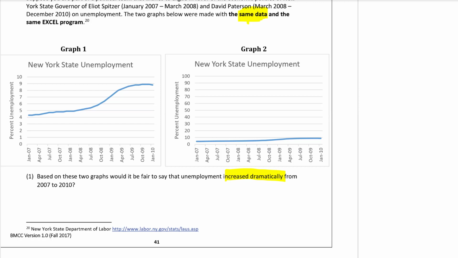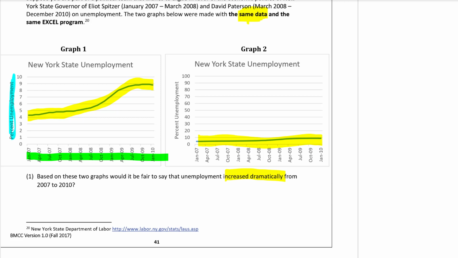All right, so let's review. Now, looking at this, if we look at the scale, we are given the time period on the horizontal axis, and we are given the percent of unemployment, what percent of people in New York State were unemployed in a given particular month. All right. And if you look at the two graphs, you notice that the first graph looks like it's rising, correct? While the other graph looks like it's flat, correct?